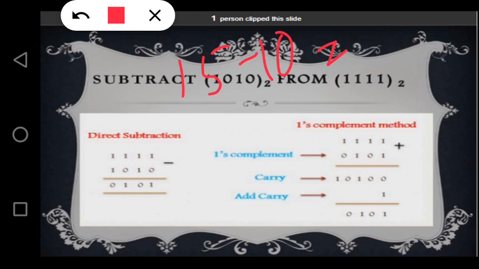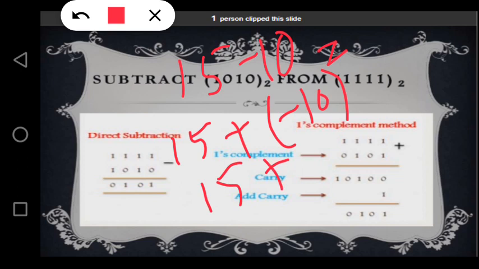Can we do this conversion in decimal? See, 15 minus 10 means 15 plus of minus 10. What is the complement of 10? 5. So I should get 20. This is not happening in decimal, but the same thing you can do in binary numbers. So this is the procedure.